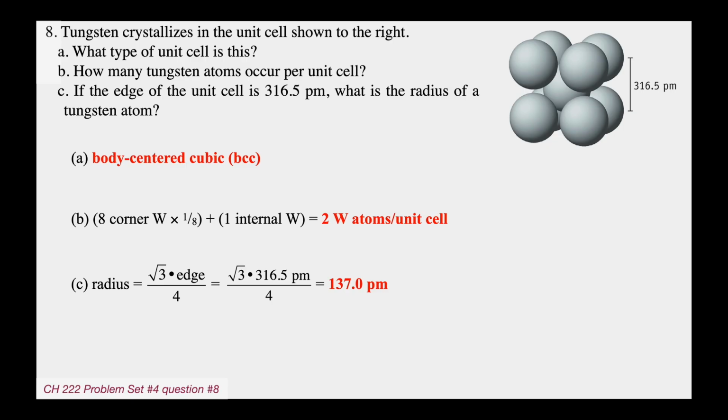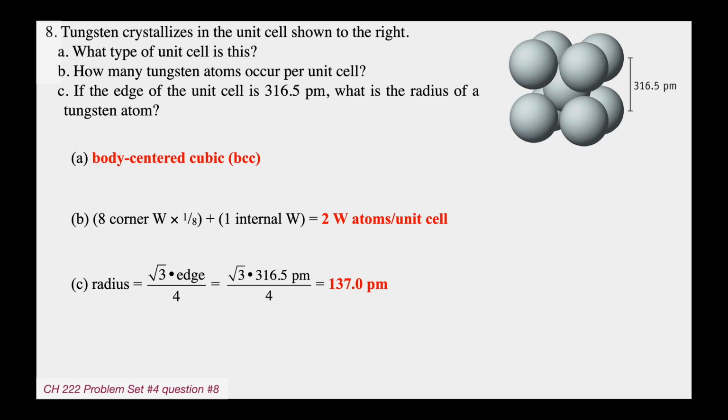And that's exactly what we did right here. And if you did that correctly, 137.0 picometers. So when you hear BCC, it's nice to know what it looks like, and there's a cool picture. It's nice to know that there's 2 atoms per cell, and finally, it is nice to know the edge to radius ratio.